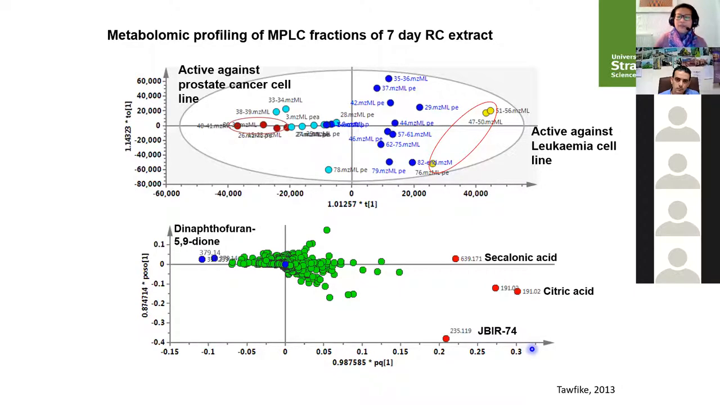My first argument was, citric acid, that cannot be bioactive. No way that will be bioactive. But in this case, citric acid came into the bioactive side of the metabolomic plot because during the production of secalonic acid, we also have citric acid as a biomarker. And that means that citric acid becomes a biomarker every time secalonic acid is being produced.